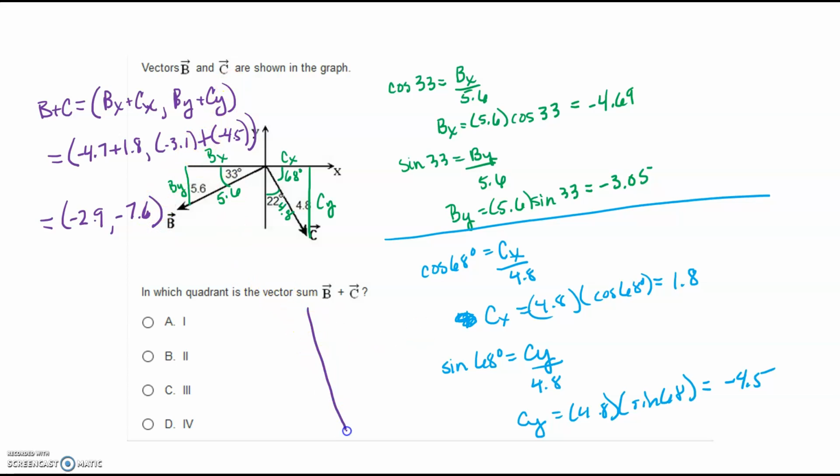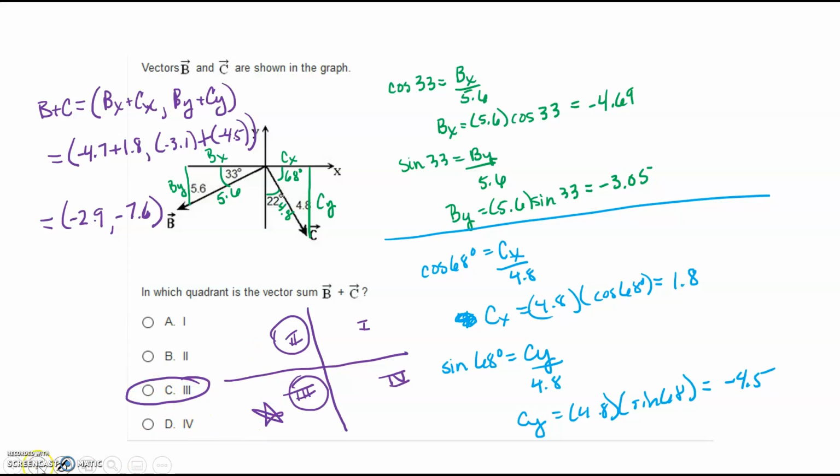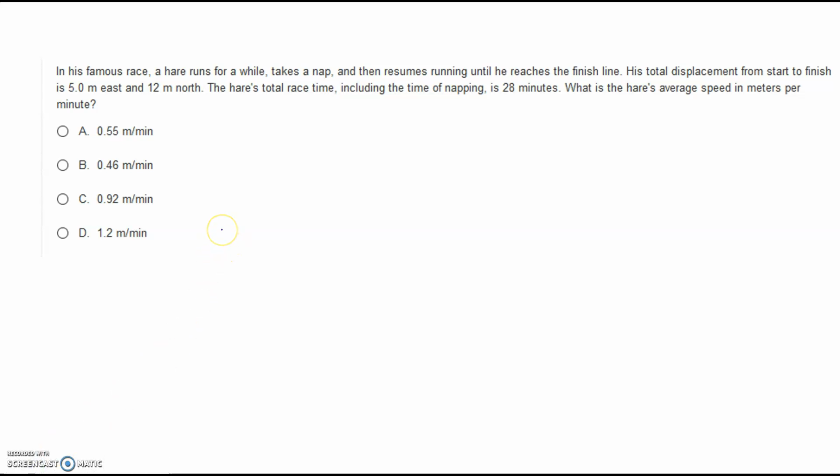So let's see which quadrant that would be in. So if this is 1, 2, 3, 4, I want negative x, which is going to be one of these two, and then I want negative y, which is going to be this one. So the quadrant is going to be 3. Okay.